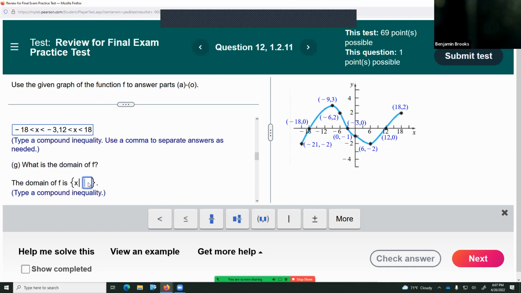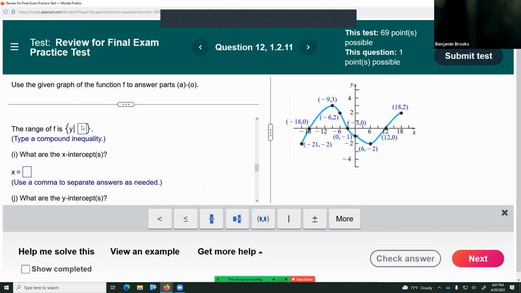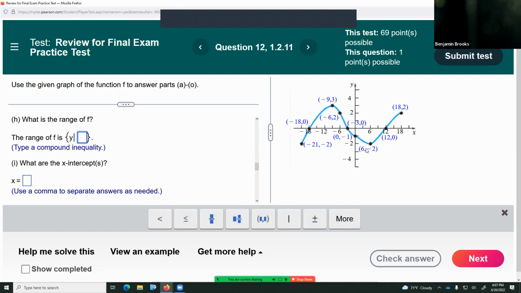What is the domain? The lowest we can go is -21, and the highest we can go is 18. So the domain as a compound inequality is going to be -21 less than x less than 18. And then in this particular instance, the range, the lowest value you can get is -2, and the highest value it seems like you get is 3. So basically we're going to say -2 less than y less than 3.